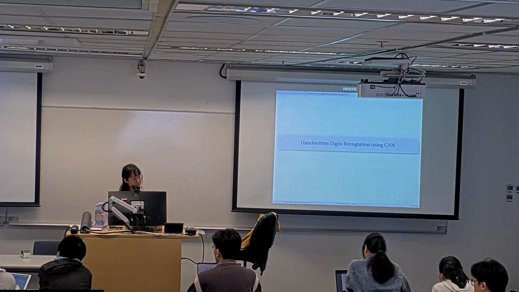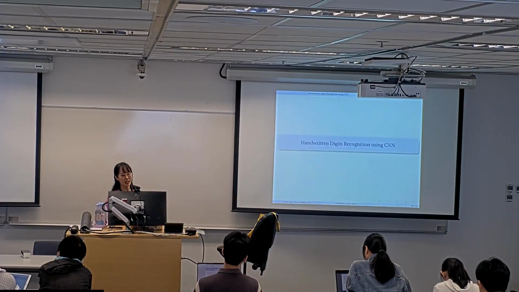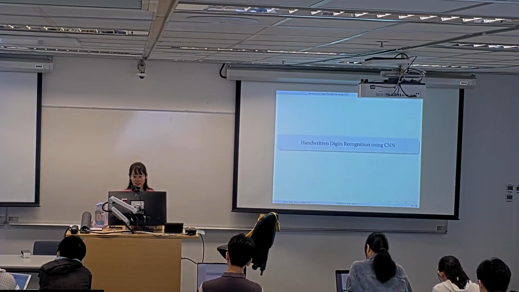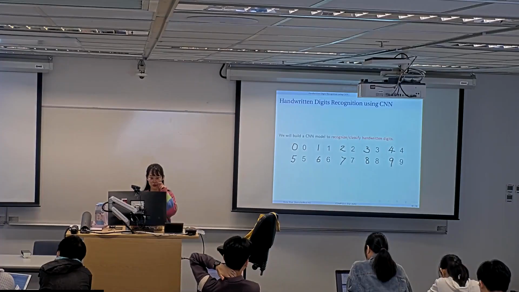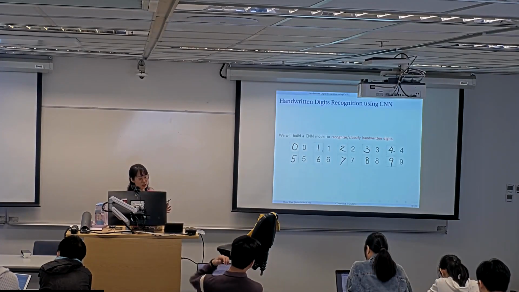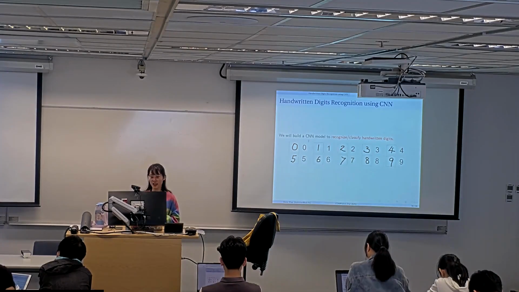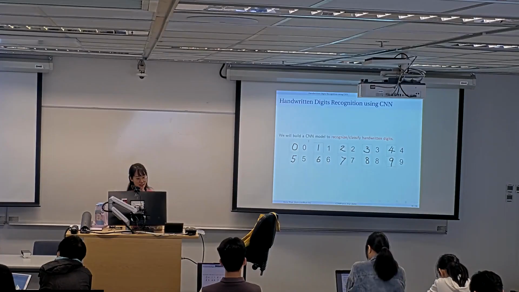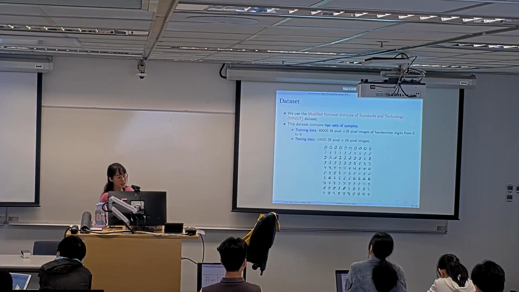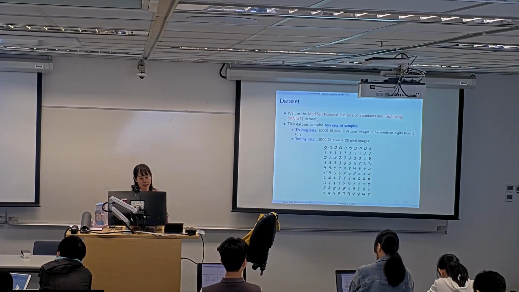All right. Next we will revisit a task we have done before, handwritten digit recognition, and now we are using a CNN to perform this task. Recall that for handwritten digit recognition, the data looks like this. We have some handwritten digits as our input data. They are all image data, and we want to classify these handwritten digits into the classes 0 to 9. Now we will build a CNN model to do this task. For the dataset, we still use the MNIST dataset.